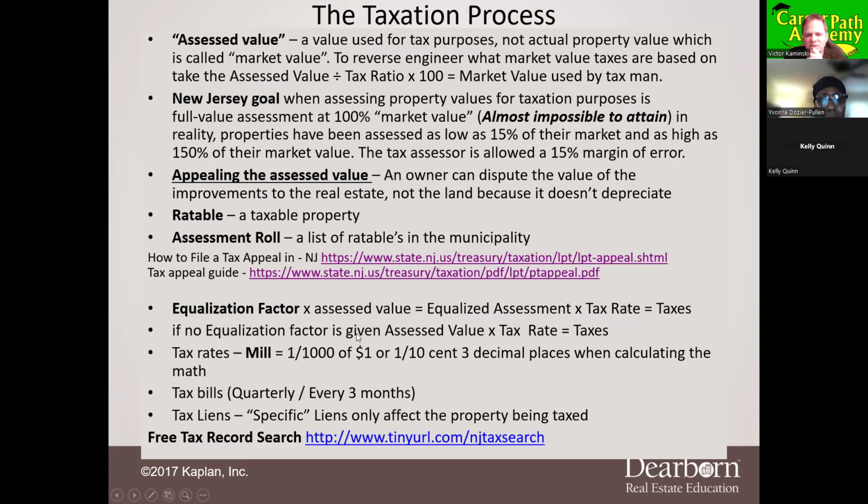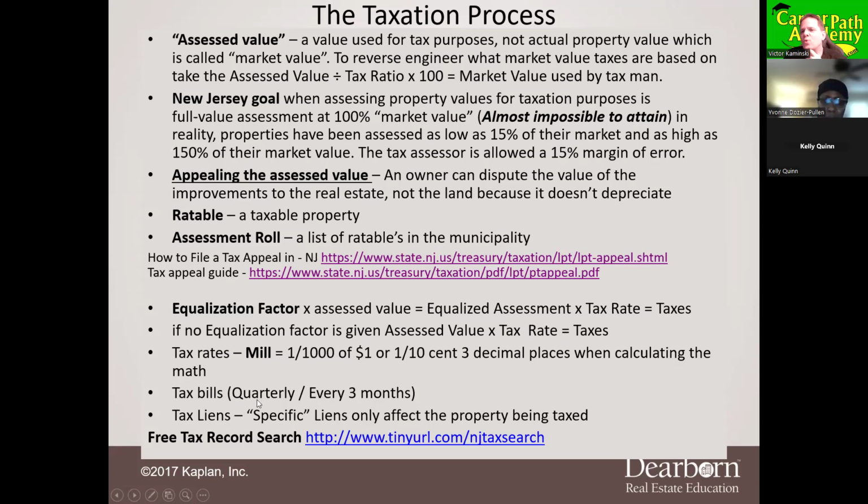Now, if no equalization factor is given, you take the assessed value times the tax rate to figure out the taxes. Now, a mil is 1/1000th of a dollar or 1/10 of a cent. It's basically 3 decimal points if you're given a math problem.